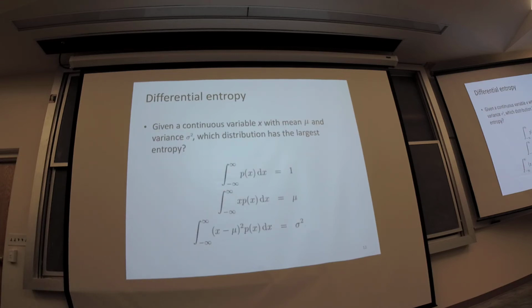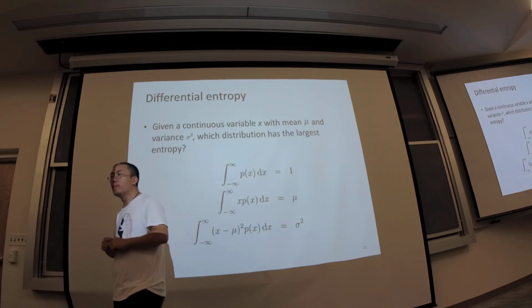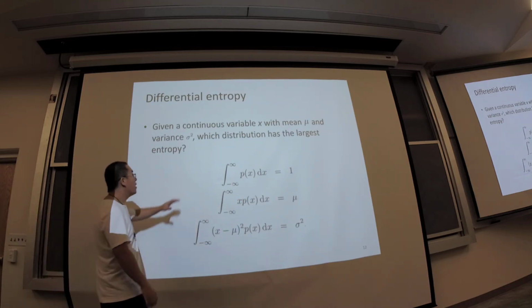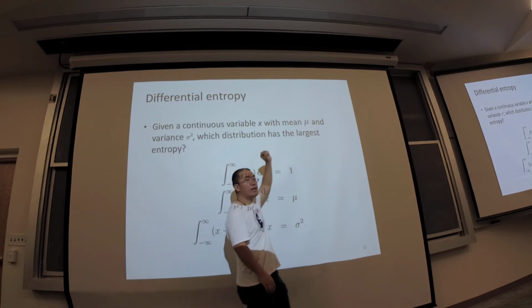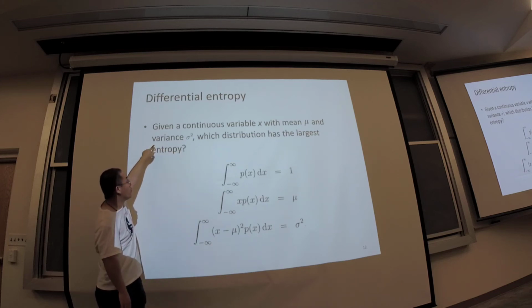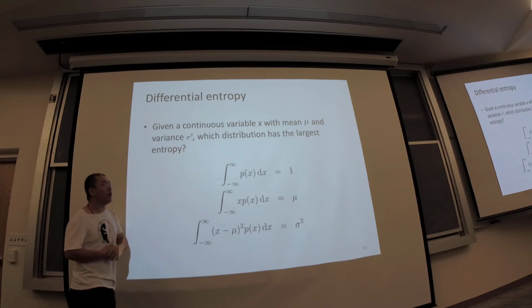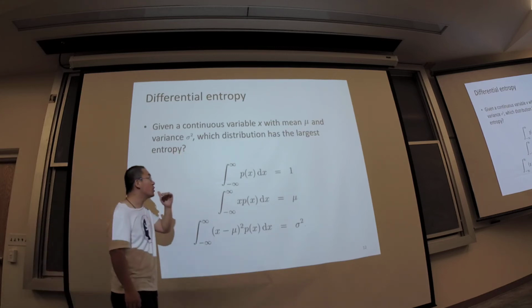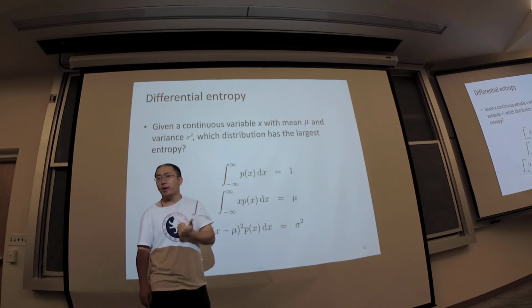So another interesting question. Suppose now I'm given a continuous random variable. I don't know the form of its distribution, but I know the expectation of x is some given value mu, and the variance of this continuous random variable is sigma squared. Those are given and fixed. Now, can you find a distribution for x such that its differential entropy is the largest?